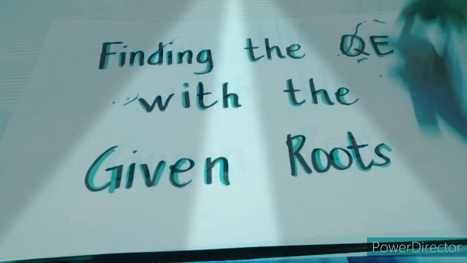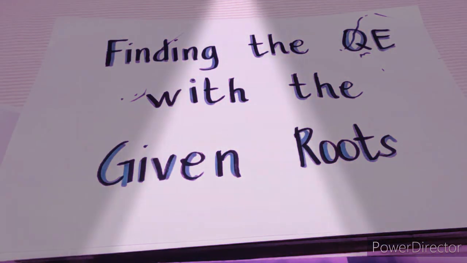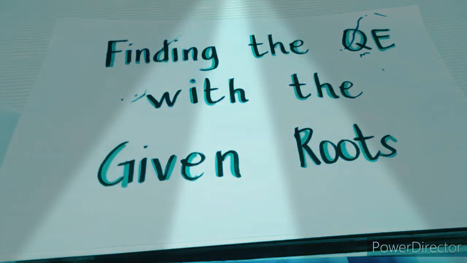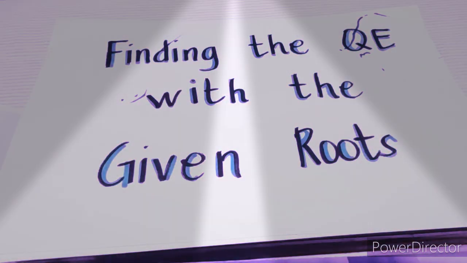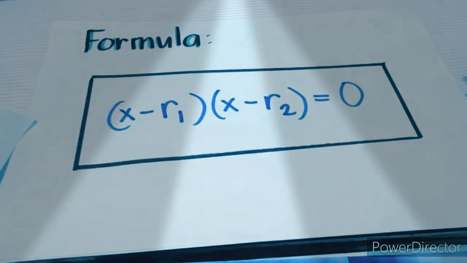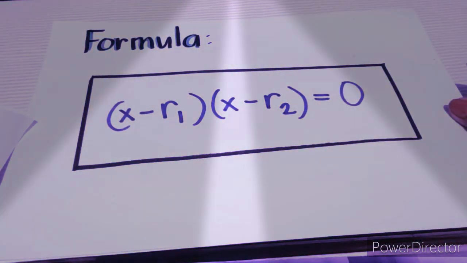This time we'll proceed to finding the quadratic equations with the given roots. What is the formula in finding the quadratic equation with the given roots? We have this formula: x minus r1 times x minus r2 is equal to 0.